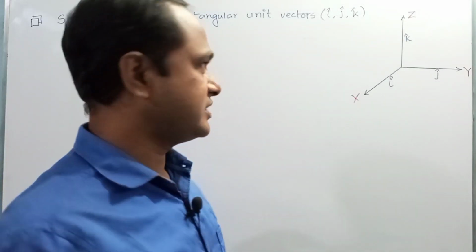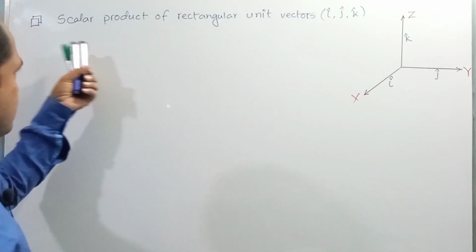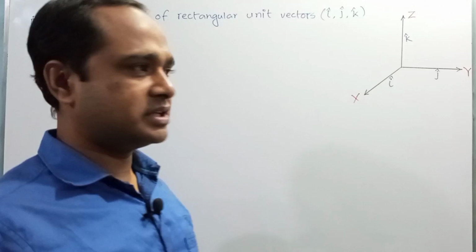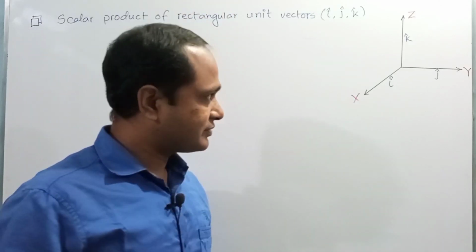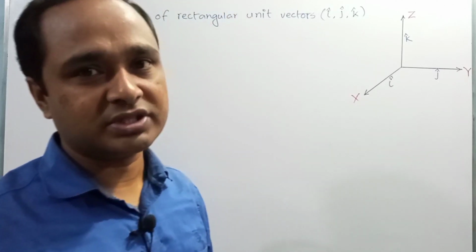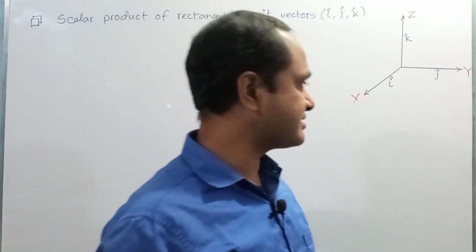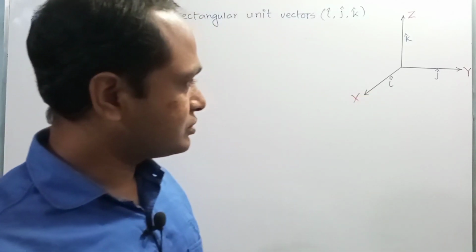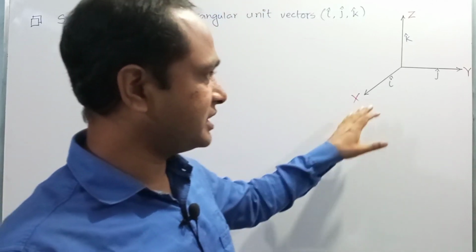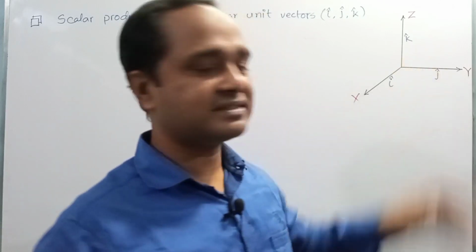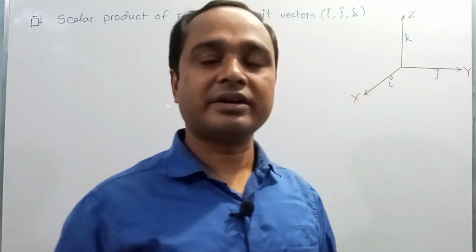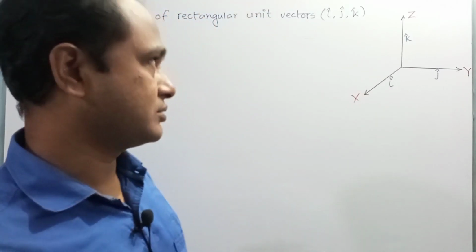Dear students, first we will see the scalar product of rectangular unit vectors, and you know what the unit vectors are. i, j, k are known as rectangular unit vectors. In a three-dimensional coordinate system, the three unit vectors represent the three positive directions of the x-axis, y-axis and z-axis. These unit vectors i, j and k are known as rectangular unit vectors.